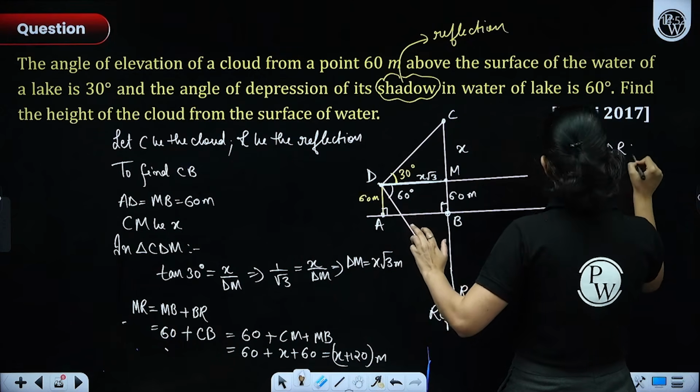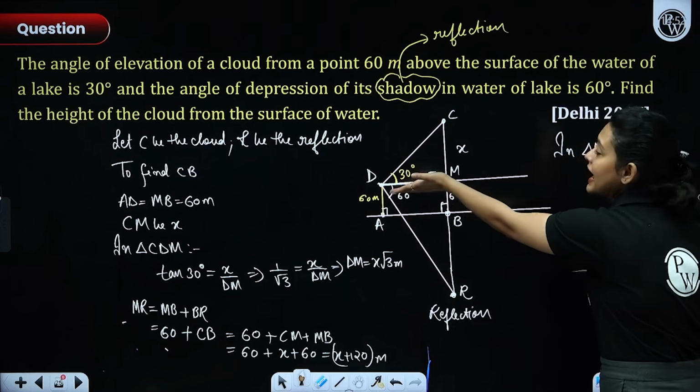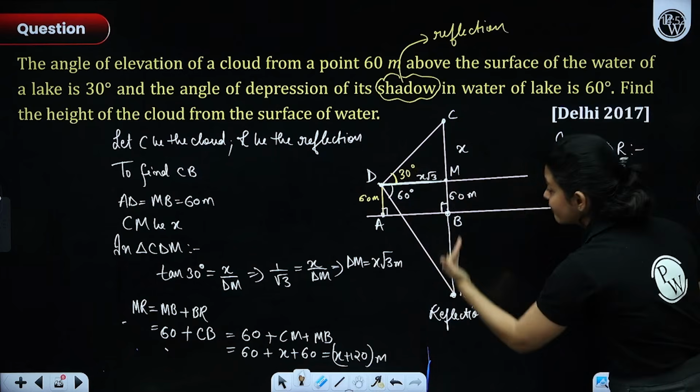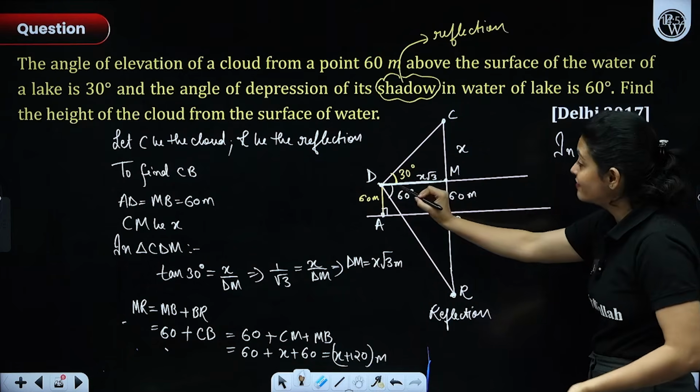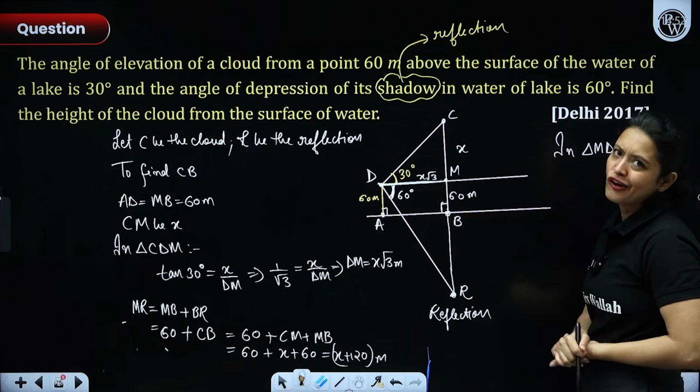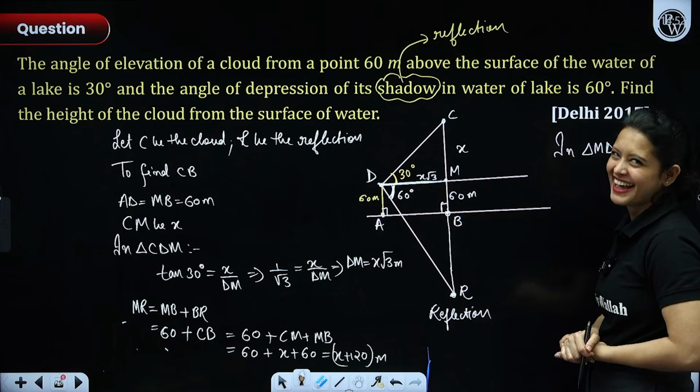MDR. In triangle MDR, I have DM in terms of X. I have MR in terms of X. I have this angle as 60 degrees. Can I not find the value of X? I can very easily, right?